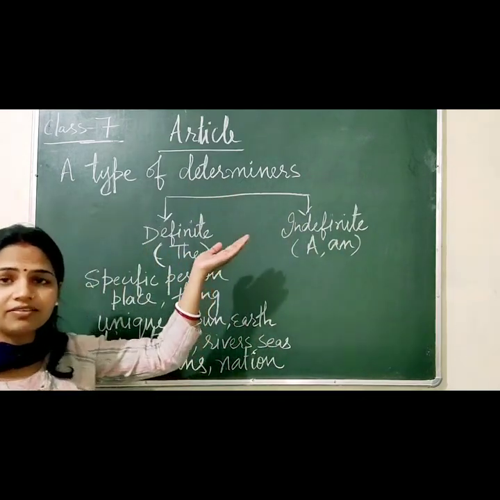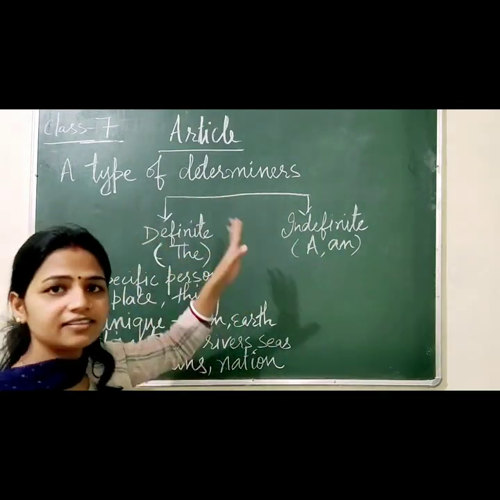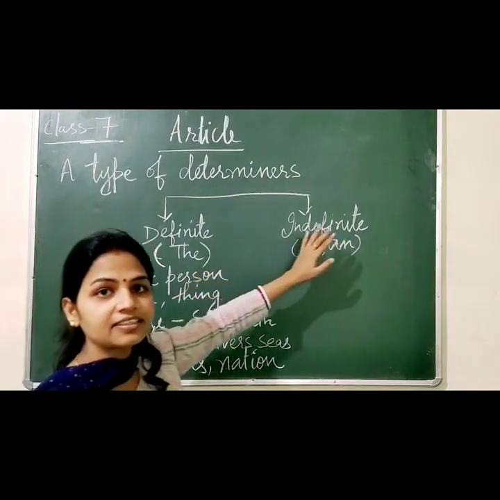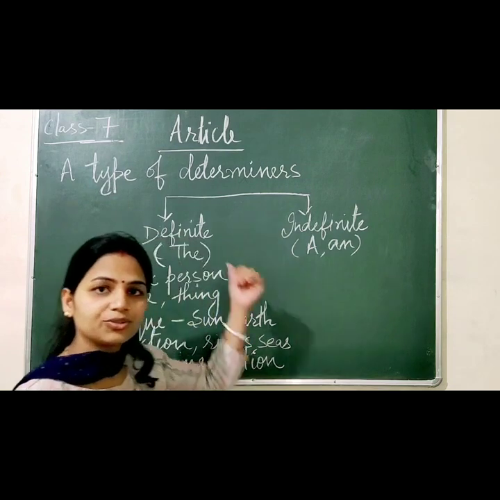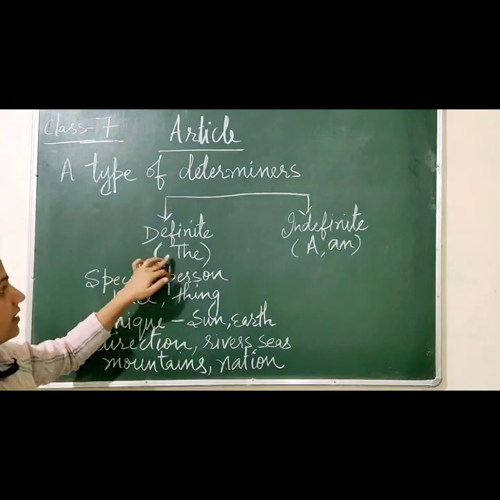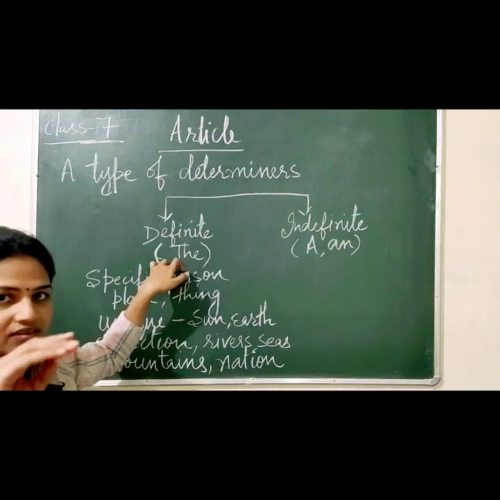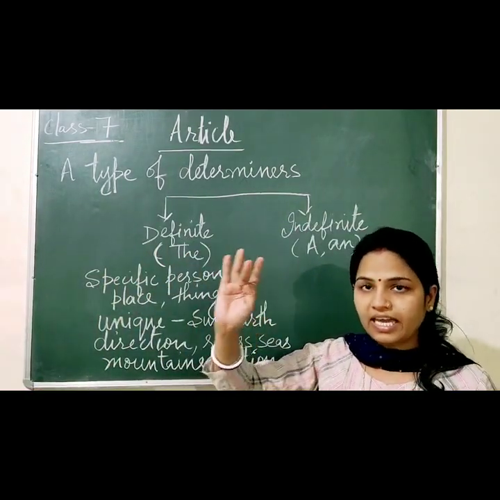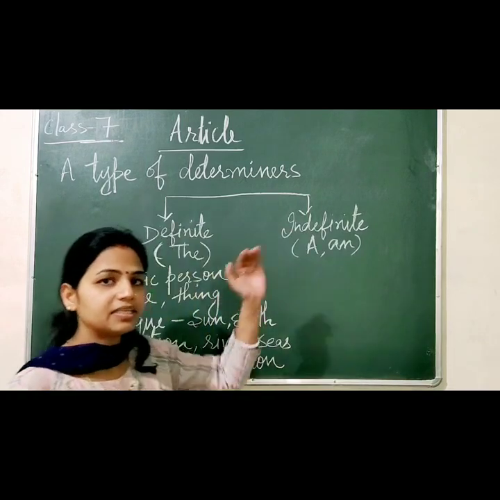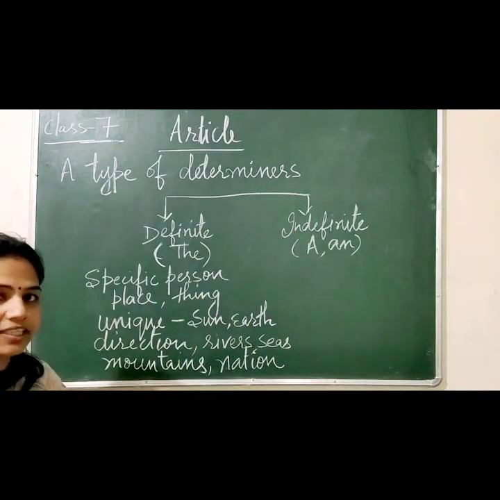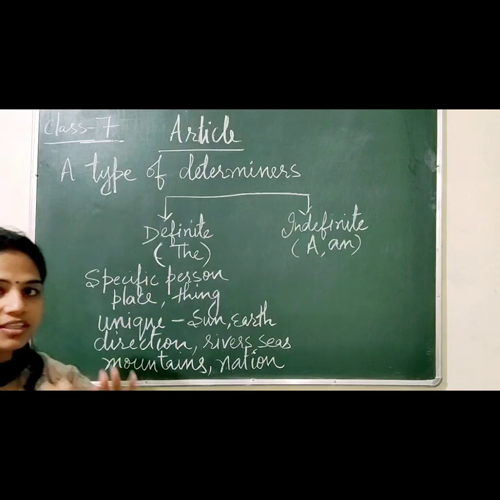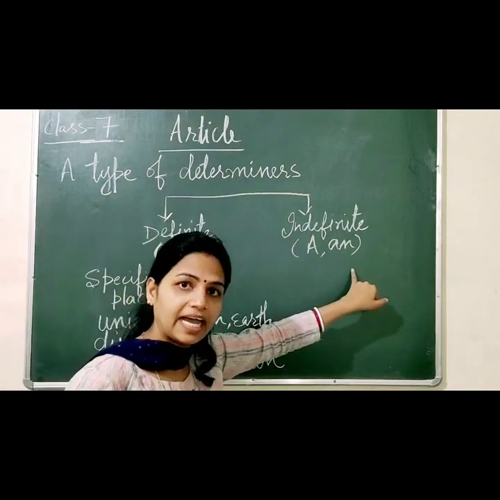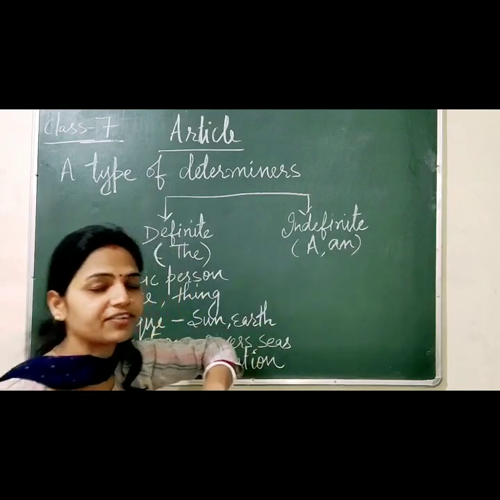determiner, but here we are going to classify these articles, and they are classified into two types, that is definite articles and indefinite articles. So definite article, only the is there. The articles are mainly the, a, and an. These three are the articles, but these three are also classified. So for definite article, only the is there, and for indefinite articles there is a and an. A and an come in indefinite articles.